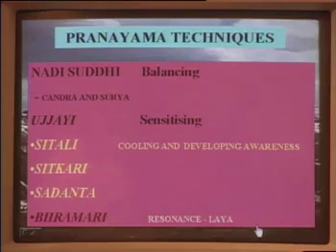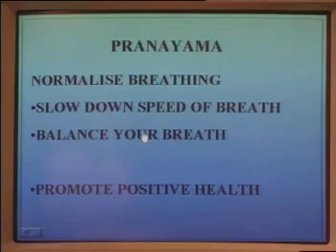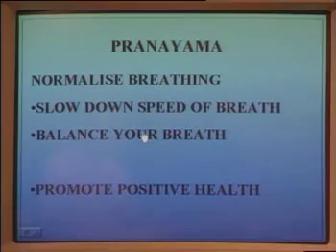In all these things, there is one thing that is common, that is slowing down of the breath. Therefore, the key features of pranayama has been, number one, normalize the breathing, then slow down the speed of breath from 20 to 18, 15, 12, 10 and so on, and then balance the breath between the two nostrils. The left and the right nostril has to be balanced and kept balanced as long as we can in the pranayama, and that helps us to develop our promotion of positive health.